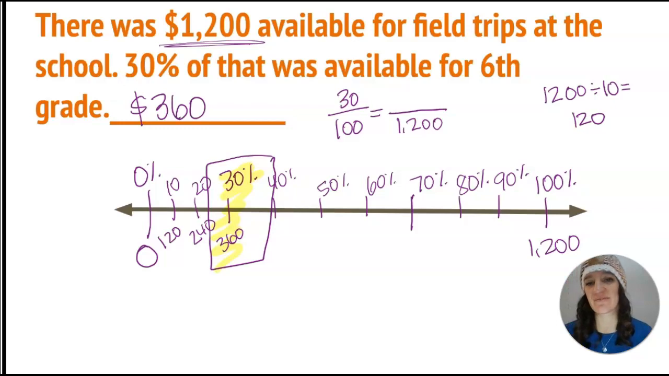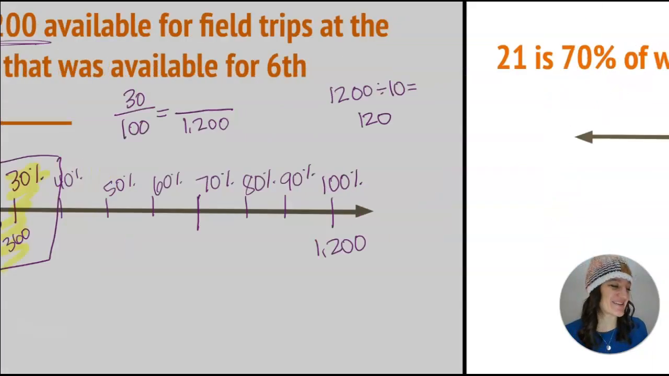$360 is available for 6th grade, which honestly would cover one bus to Utah State. Buses are really expensive to rent. I don't know why. But that would get us half of the 6th grade to Utah State.